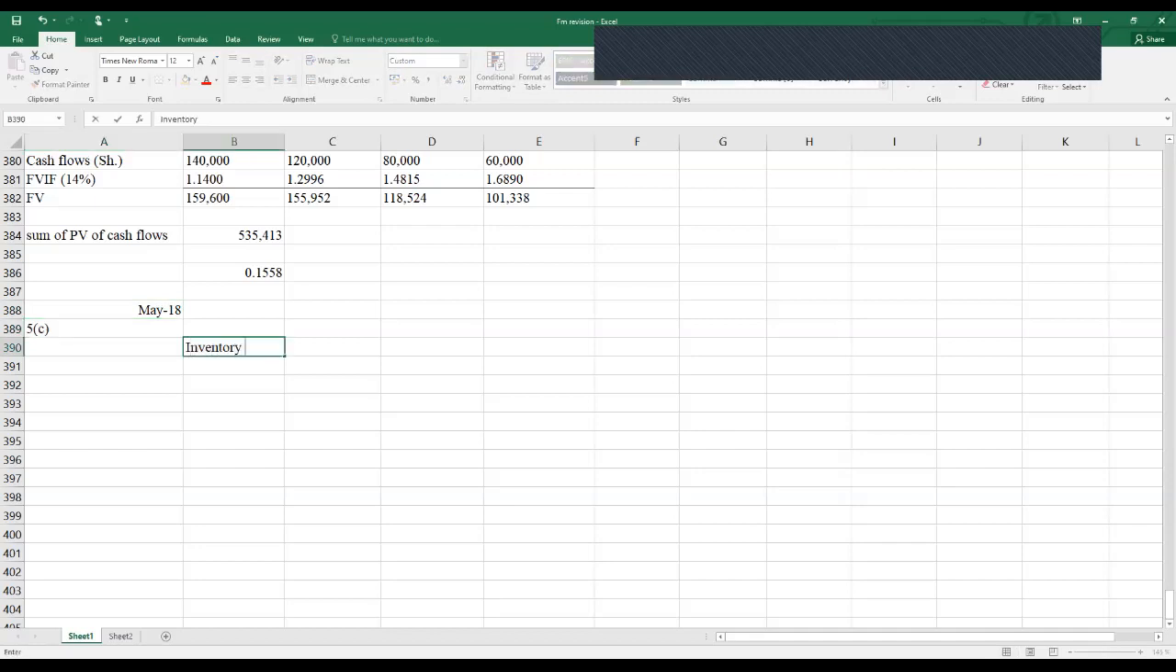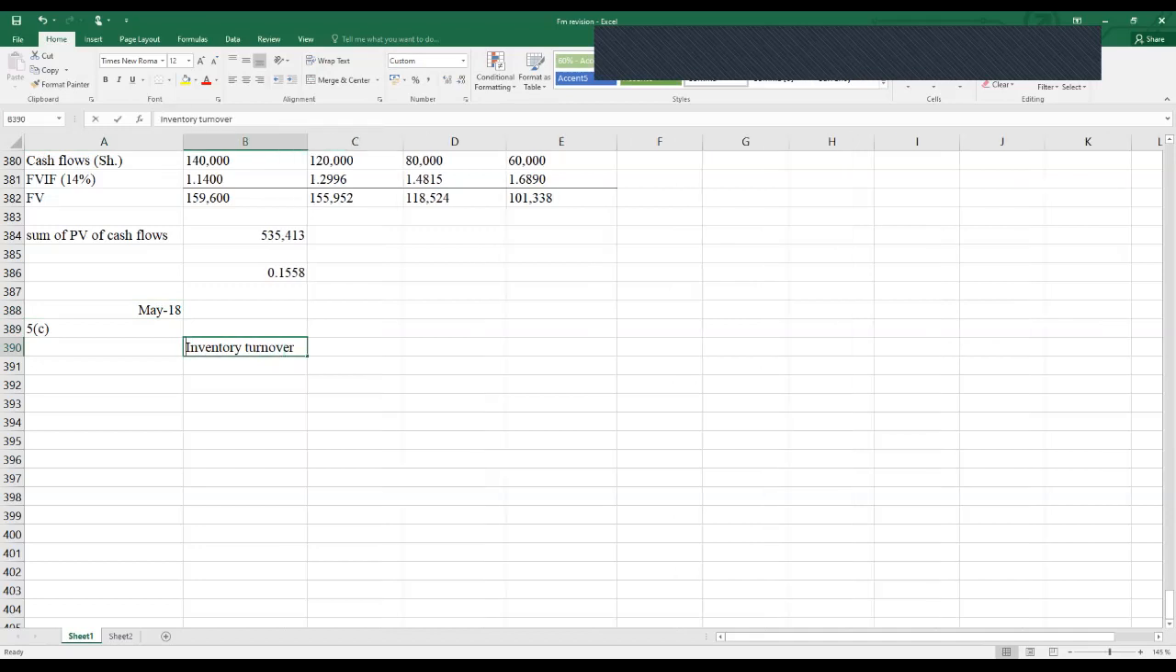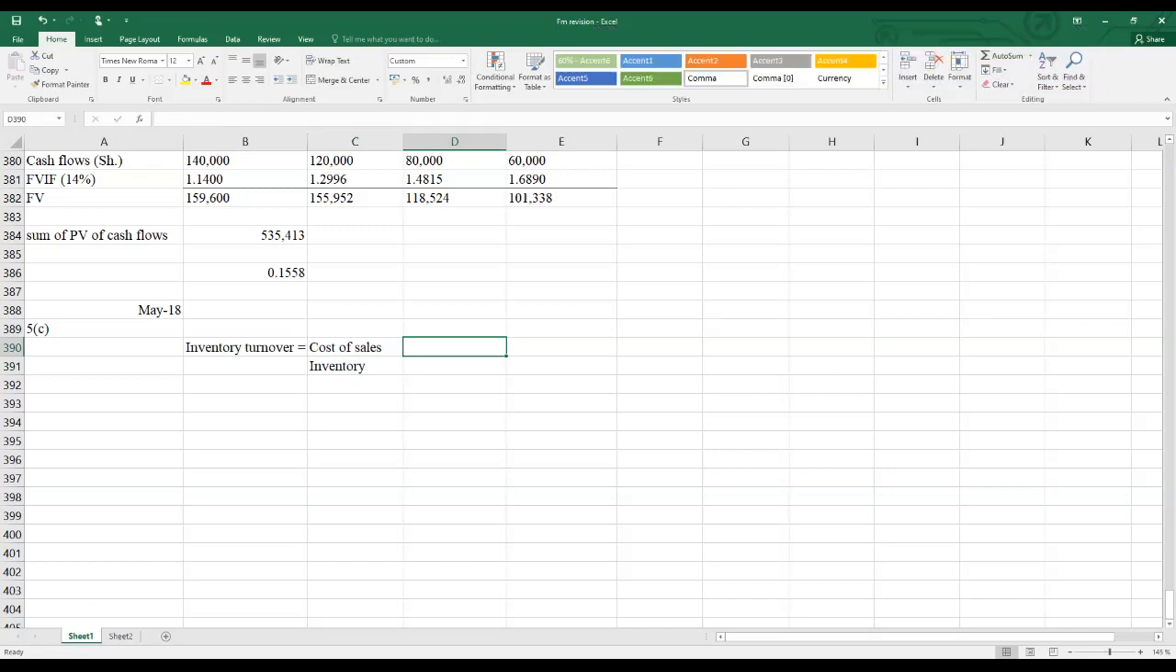So the inventory turnover ratio is equal to the cost of sales of the company, divided by the average inventory. You've been given the cost of sales here. We have the gross profit, and we have the cost of sales.